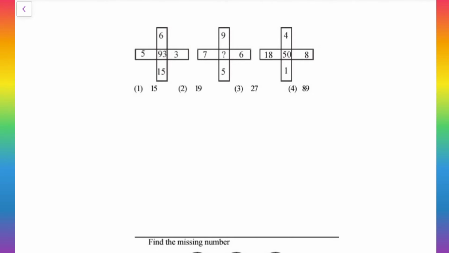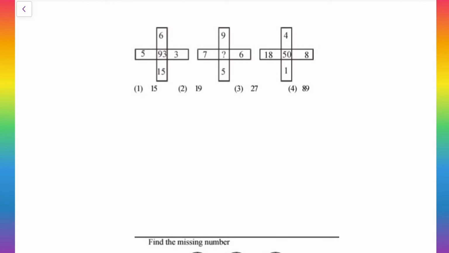6 5s are 30, 30 into 5 is 150, 150 into 3 is a very big number. So then what I will do is take two numbers and apply some kind of logic. 5 6s are 30, 15 3s are 45, 30 plus 45 is 75, but in the middle 93 is there, so it's not coming. Next, 5 into 3 is 15, plus 15 into 6 is 90, it is 105, bigger than 93, so waste again.